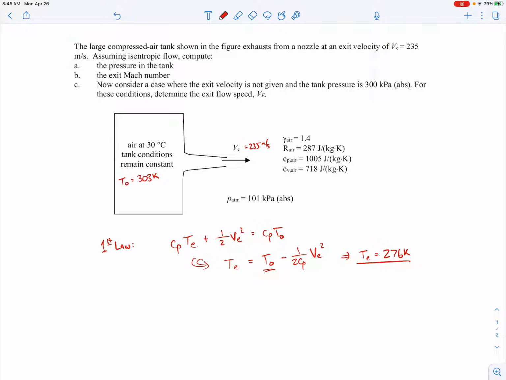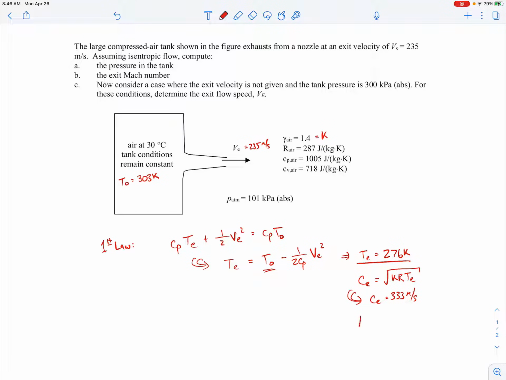Now that I have the temperature at the exit, I can find the speed of sound at the exit. For an ideal gas, it's the square root of kRT, and here it's the temperature at the exit. So I can plug in my specific heat ratio. The k here, by the way, is the same as the gamma here. I should make a note of that. It's just the specific heat ratio. In some textbooks, they use a gamma instead of a k. The gas constant for air is given right here as well, and we just solved for the temperature at the exit. So the speed of sound at the exit comes out to be 333 meters per second.